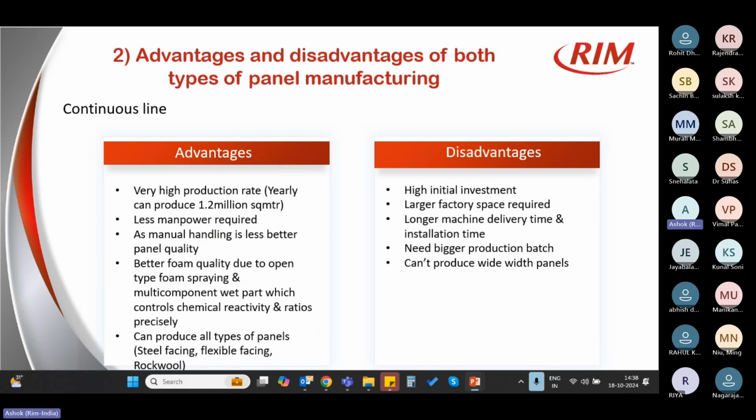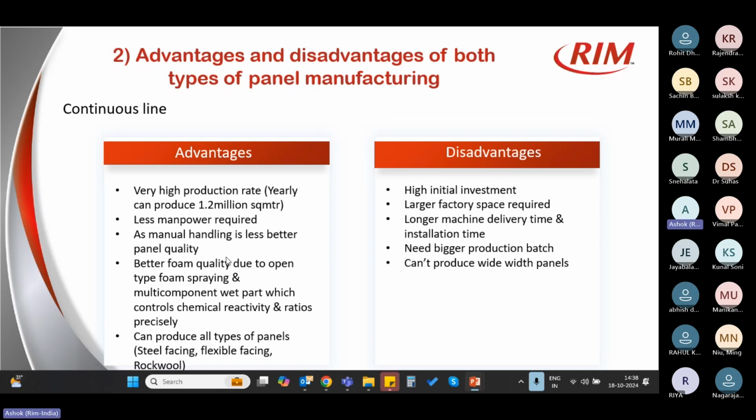Advantages and disadvantages of that. If you start with the advantages, the first advantage is a very high production rate. Yearly it can produce 1.2 million square meters. This again depends on the average thickness. Usually when we say 1.2 million, this is based on an average thickness of around 50 mm. Again, the configuration also matters: what double belt size you have, what length you have. Based on that, the yearly capacity can be defined.